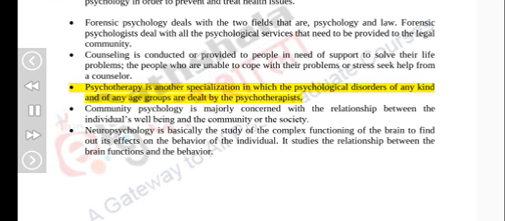Community psychology is majorly concerned with the relationship between the individual's well-being and the community or the society. Neuropsychology is basically the study of the complex functioning of the brain to find out its effects on the behavior of the individual. It studies the relationship between the brain functions and the behavior.